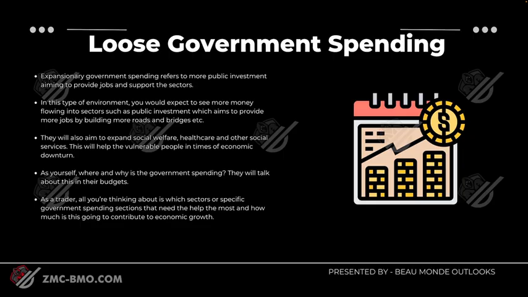Ask yourself, where and why is the government spending? They will talk about this in their budgets. And as a trader, all you're thinking about is which sectors or specific government spending sections will need the help the most, and how much is this going to contribute to economic growth? These are the questions you always ask yourself: where are they spending it? How much does this sector equate to economic growth? And if it's a big sector that's seeing a big downturn and they're pumping loads of money into that specific industry or sector, you're likely to see positive growth expectations in the future.